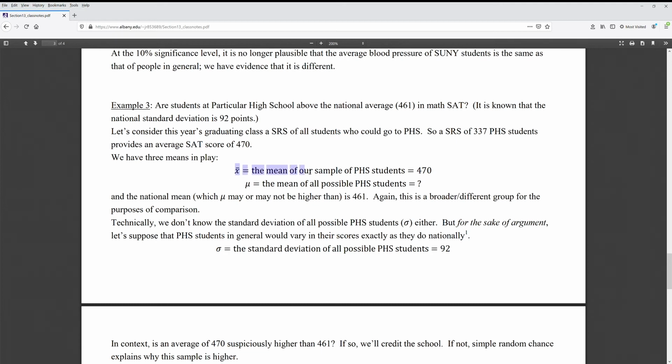X bar, again, if you know what you're picking, you know what you're picking from. So some PHS students, sample. All possible PHS students, population. So X bar is the average of the sample we happen to get. Sample size, N, 337, X bar, 470. Mu is the average SAT score of all possible PHS students. We don't know what it is, but it is plausibly 461 in light of this sample, or it's not.